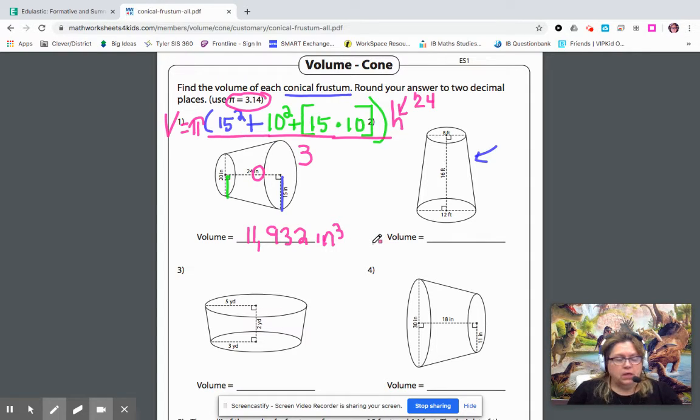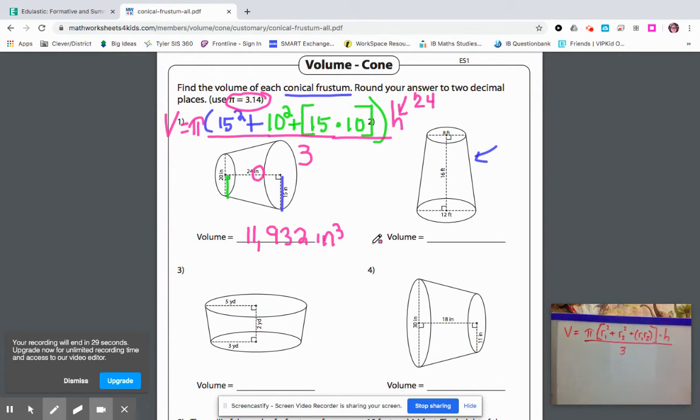All right, so the hardest thing about this type of problem is just remembering what it is that you have to do with the radius. All right, so our volume is going to be equal to pi times radius 1 squared plus radius 2 squared plus the value of radius 1 times radius 2. We're going to get that number first. We're going to take that times 3.14. We're going to take that times the height.